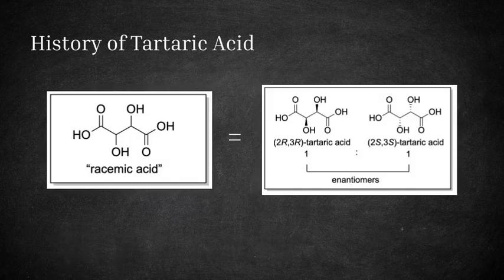What Pasteur didn't realize at the time was that what he called racemic acid was not a single compound, but rather an equimolar 1-to-1 mixture of the enantiomers of tartaric acid. Upon recrystallization, the two enantiomers could be separated mechanically and their properties assessed.